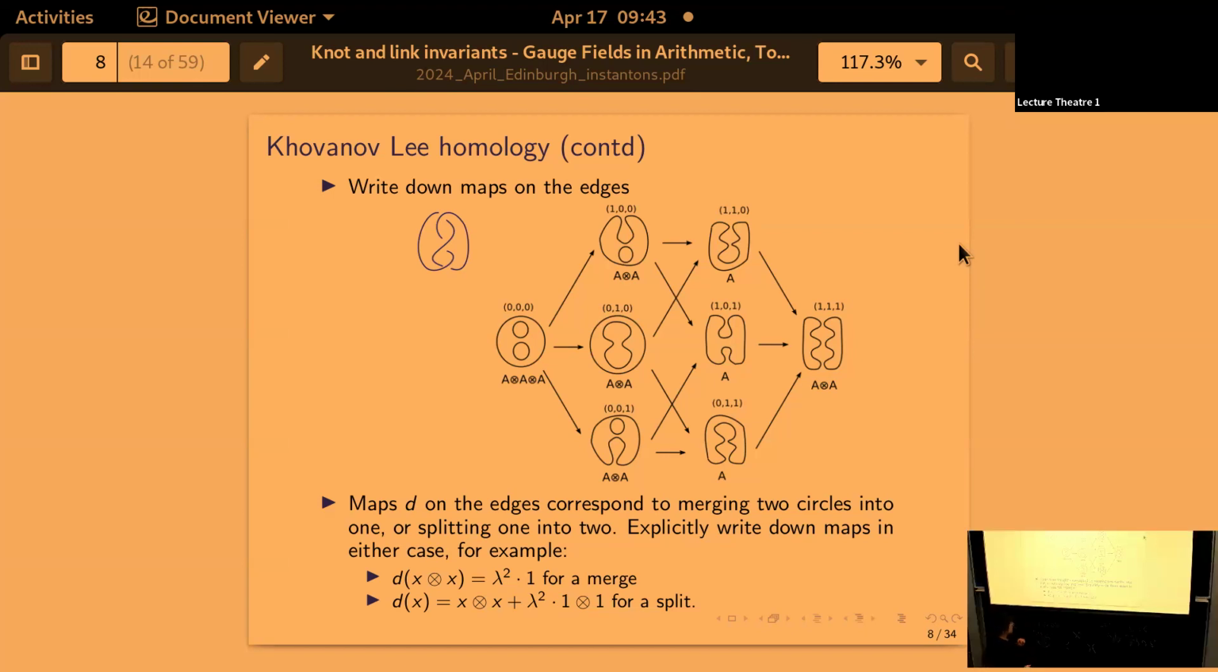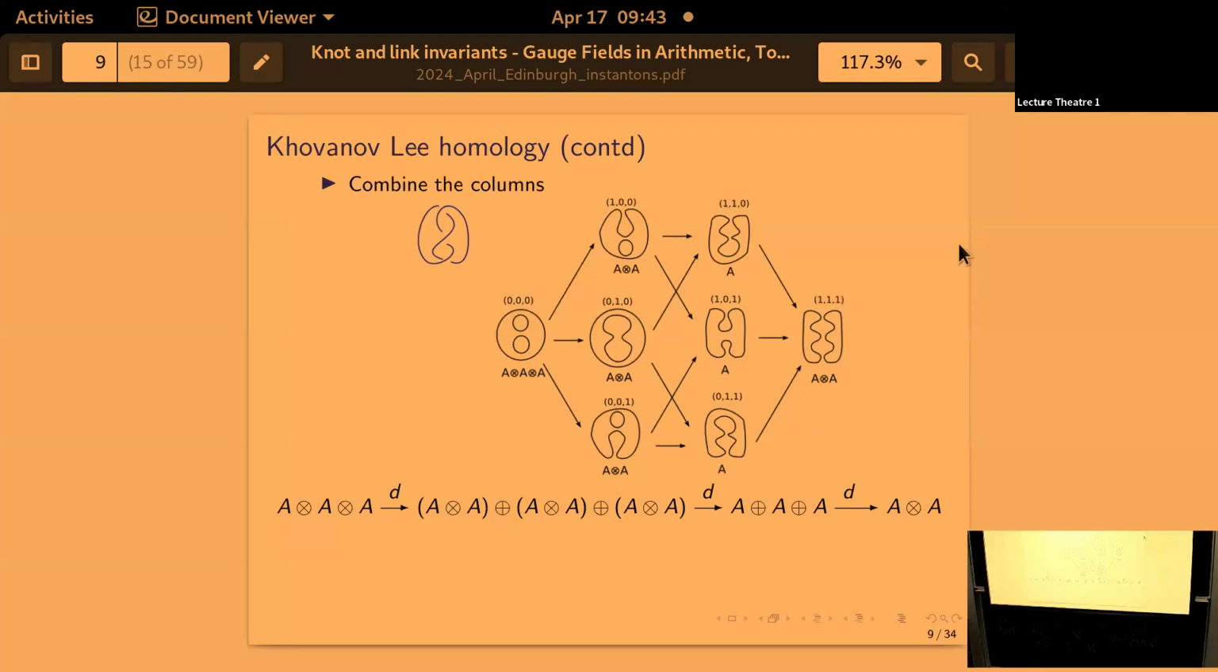For a merge, I didn't write down all the formulas, because you've got to say where x tensor 1, 1 tensor x, 1 tensor 1 all go, but this is all very explicit. You can just write them all down. So for each edge, you write down a differential map that either comes from a merge or a split. And then you compute the homology of this. This is what's called the Khovanov-Lie homology.